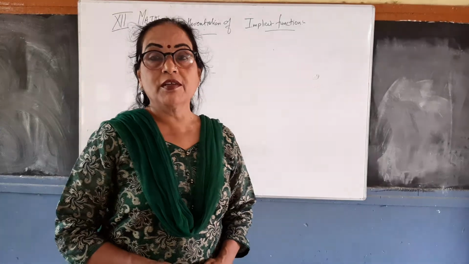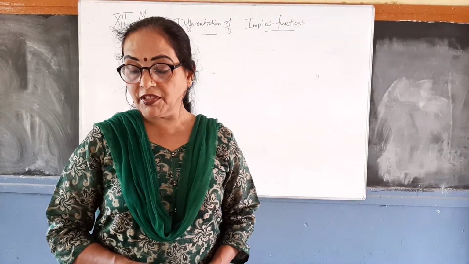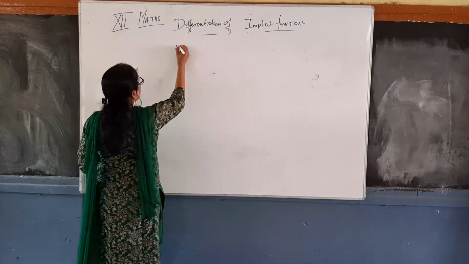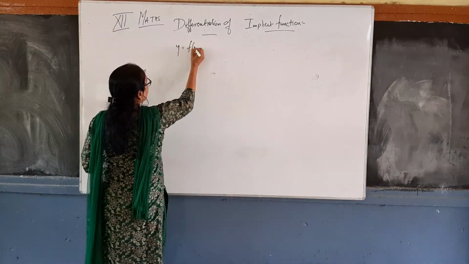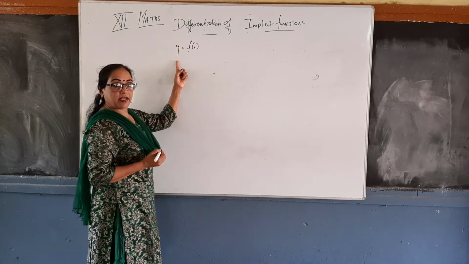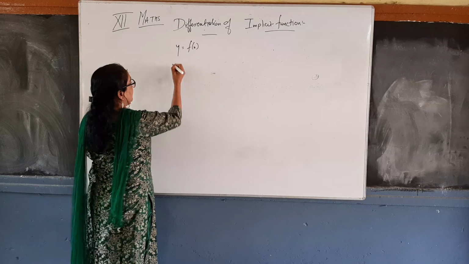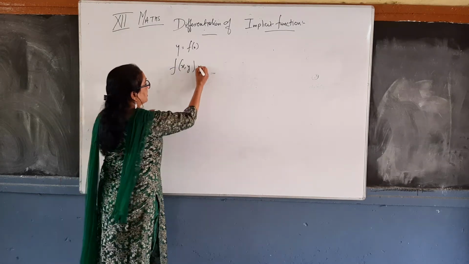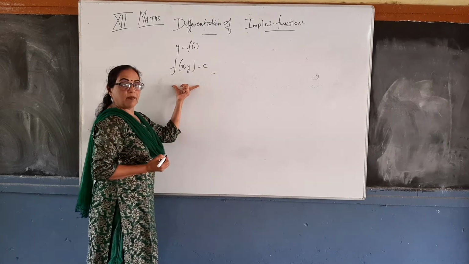Good morning students, today I am going to start differentiation of implicit functions. We know that a function is y equal to f(x). An implicit function means a relation between x and y, of the form f(x, y) equal to c. So it is called an implicit function.